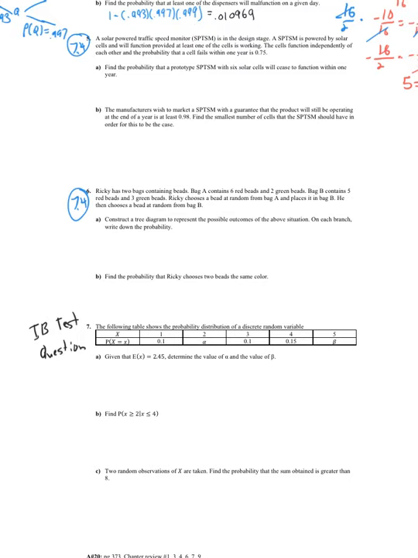Problem 5 says a solar power traffic speed monitor is in the design phase. There are 6 cells, and the power provided will work if at least one of the cells is working. The cells function independently of each other, and the probability that a cell fails within 1 year is 0.75. So it's a very high probability that one of them fails, but there are 6 cells that work independently. Find the probability that a prototype with 6 solar cells will cease to function within 1 year. So what that means is one cell needs to still function.